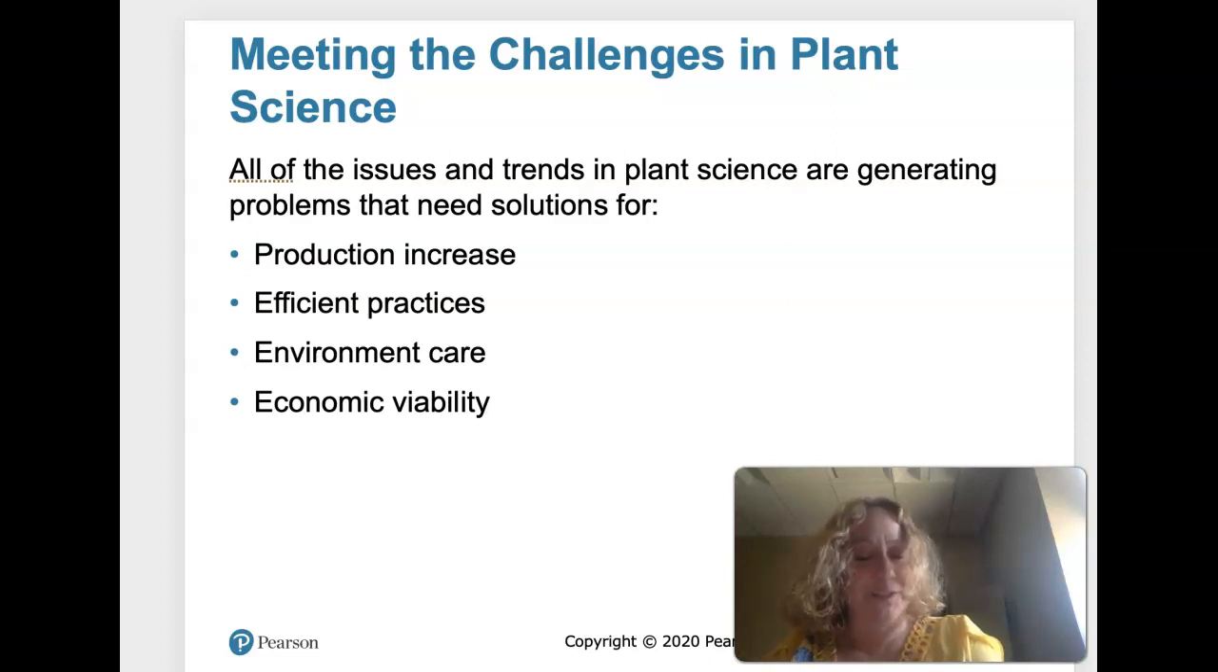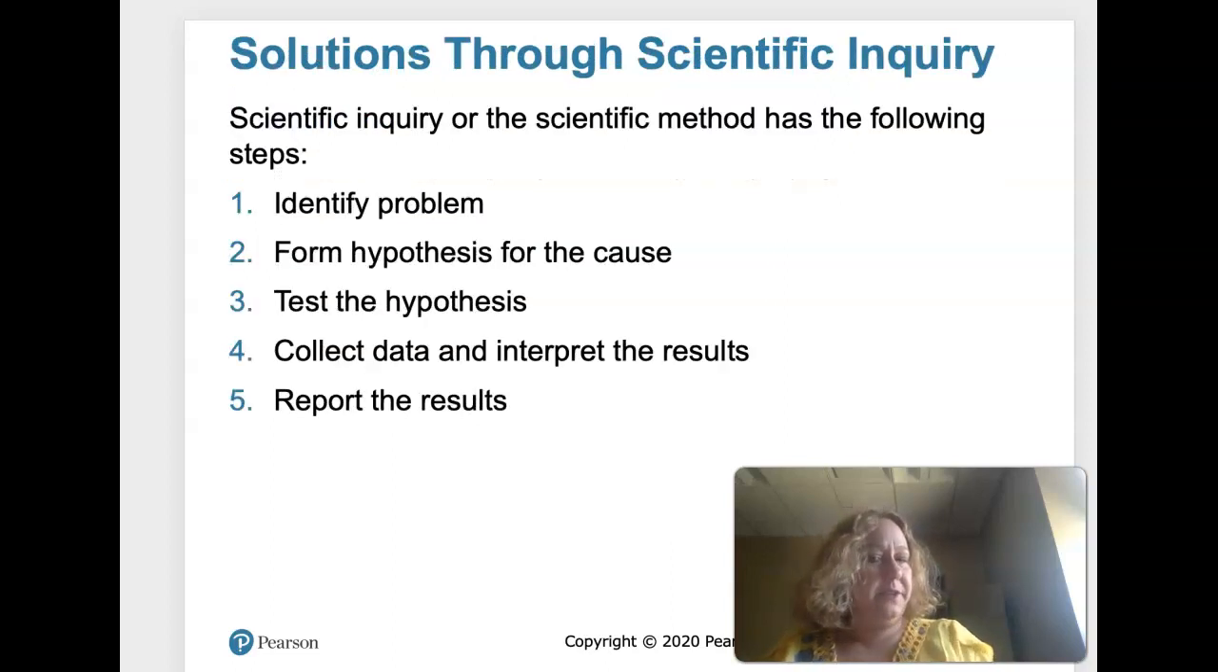Okay, what is the first week of a science class if not for the scientific method? This is how you know you're a biology major, because most of your classes are going to talk about this. So basically, we're going to identify the problem. We're going to form a hypothesis for the cause. We're going to test the hypothesis. We're going to collect data, interpret the results, and report the results.